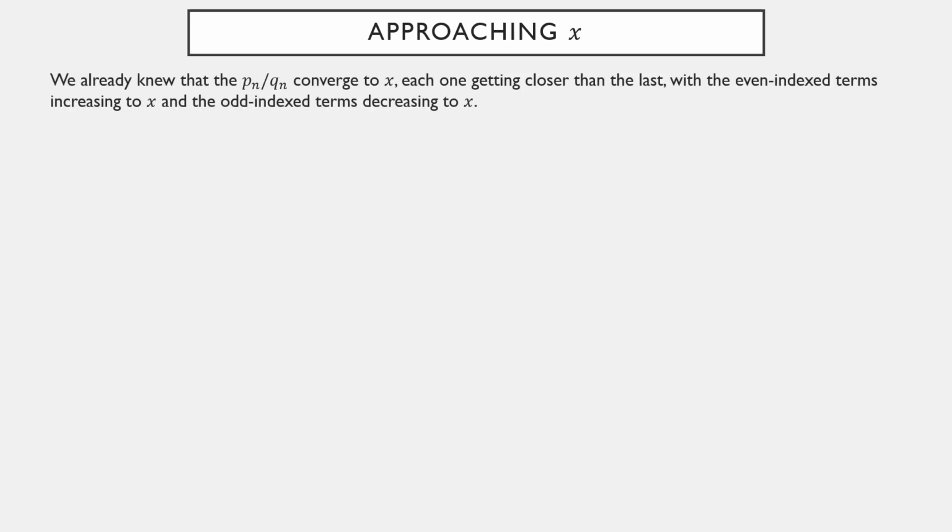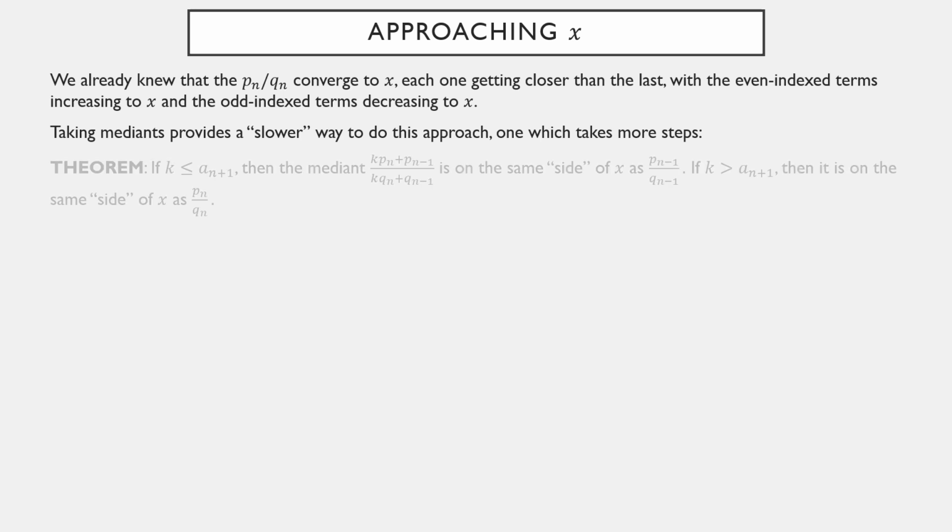So what we know from a previous video is that the convergents pₙ/qₙ converge to x. Each one gets closer than the last one. The even index terms are increasing towards x and the odd index terms are decreasing towards x. Mediants give us a slower way to do the same thing. It just takes more steps, but you're accomplishing essentially the same idea of approaching x from one side and the other. So here's a theorem.